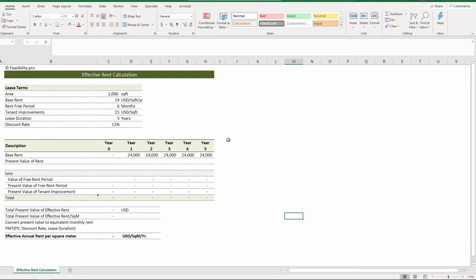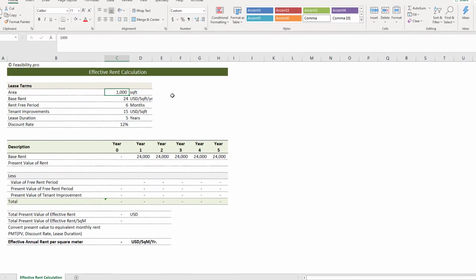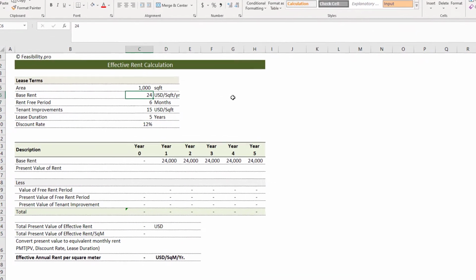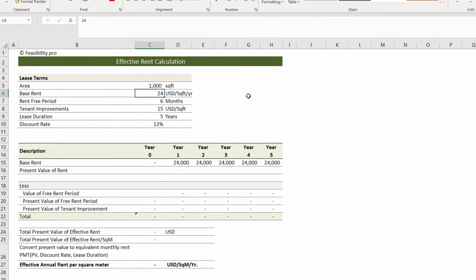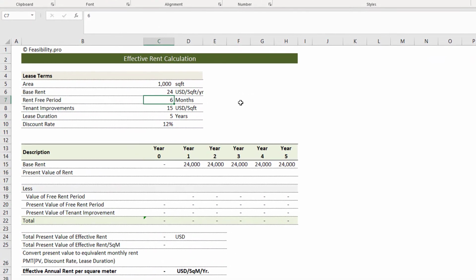So here I have a situation where my leasable area is 1,000 square feet. My base rent for this particular offer is $24 per square foot per year. The tenant is asking for a 6-month rent-free period. And also the tenant is asking for $15 per square foot in tenant improvements. The lease duration is 5 years and the discount rate for the landlord is 12%.